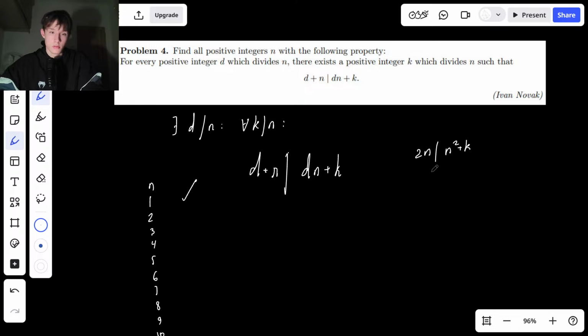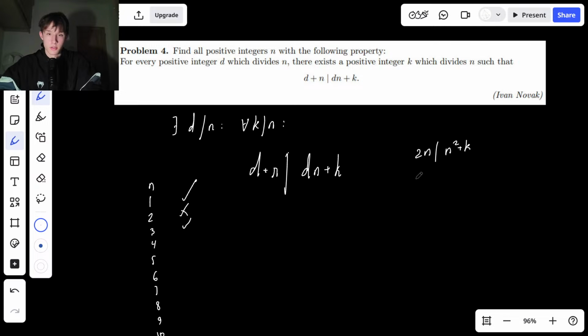So for n equals 2, this is impossible, right? Because 4 divides 4 plus, oh no, is it? Yeah, it's impossible. Okay, 2 gets out. How about 3? 6 should divide 9 plus k, which essentially means k equals 3, which works, and 1 works always. So 3 works, right? Yeah, 3 works.